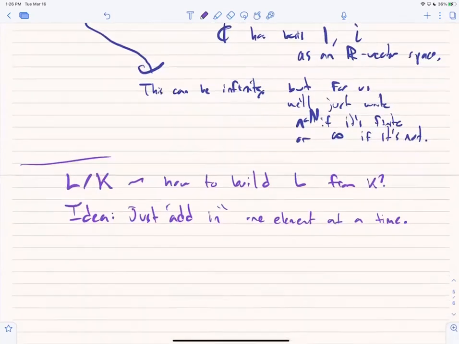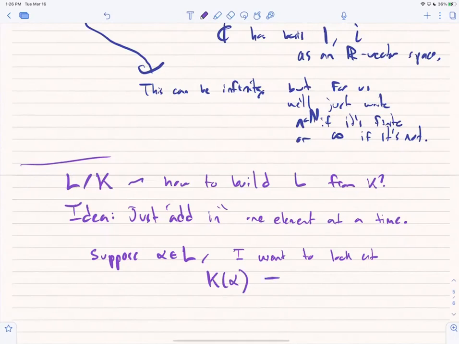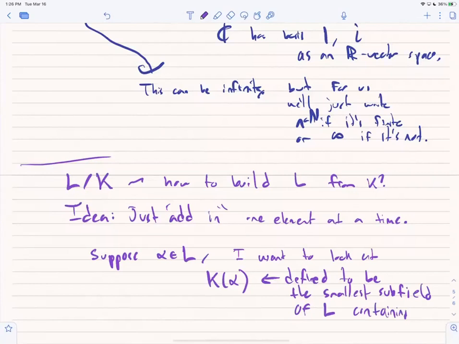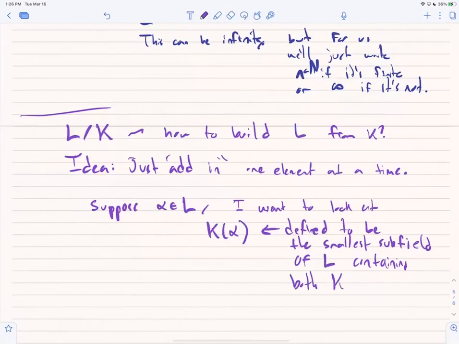Suppose I have this field K, and suppose alpha is contained in L. I want to look at the field K(alpha), which is defined to be, by this notation, the smallest subfield of L containing both K and alpha.